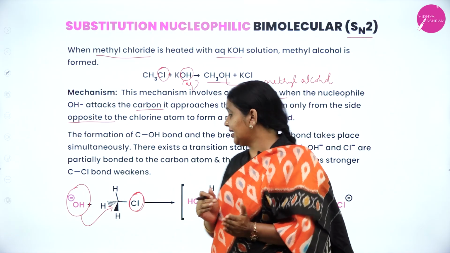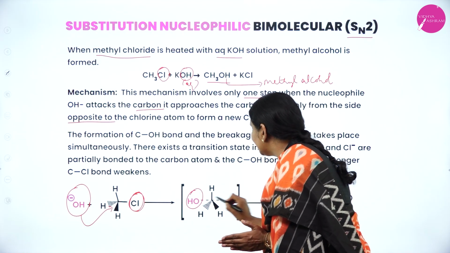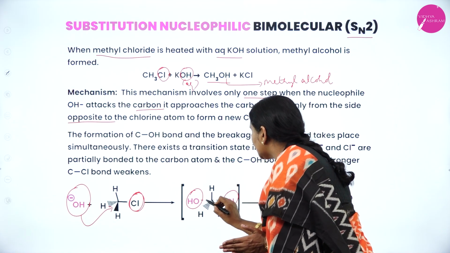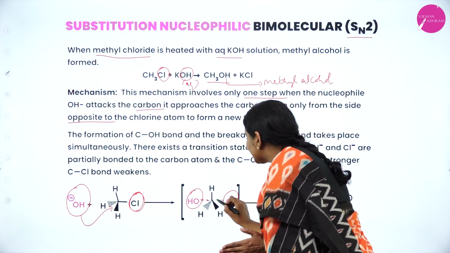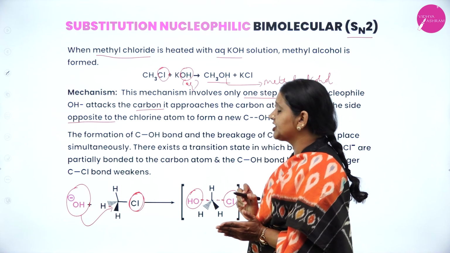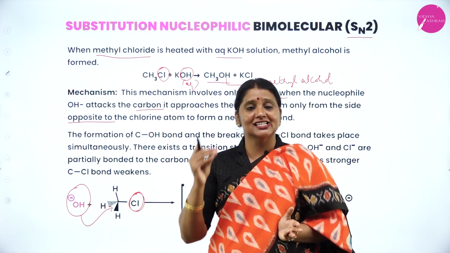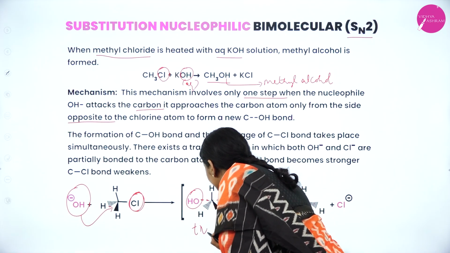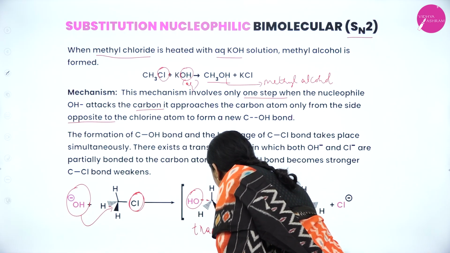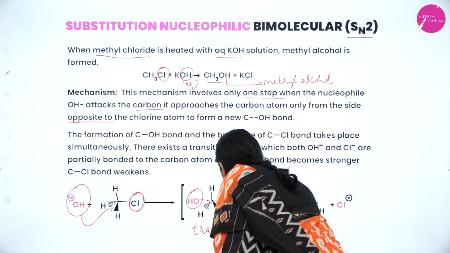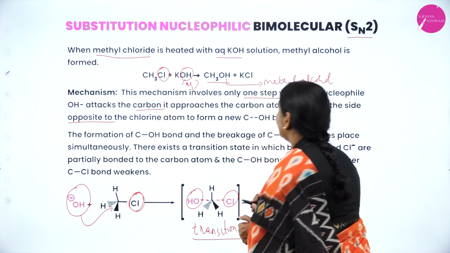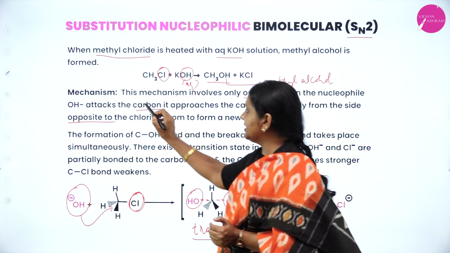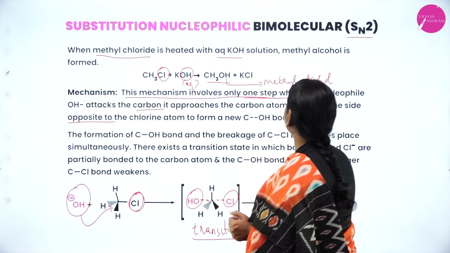Now, what happens when OH minus attacks carbon from the back side of the carbon, which is exactly opposite that of the chlorine atom? The OH and Cl are partially bonded to carbon. This dotted line indicates that partial bonding. The OH and Cl atom both are partially attached to carbon, and this state is called the transition state. This mechanism involves only one step.